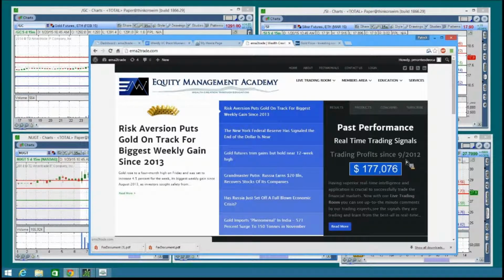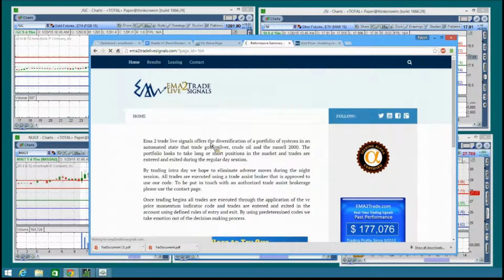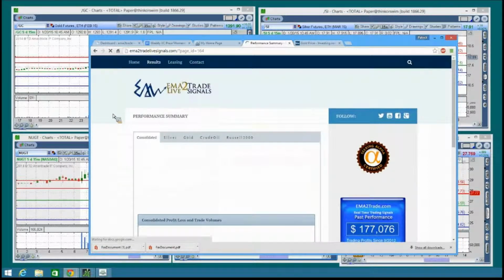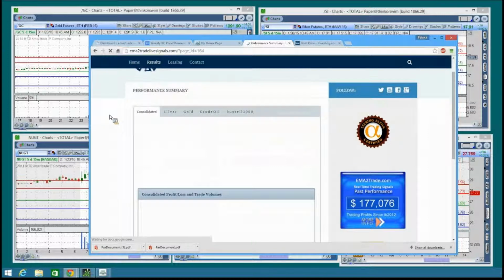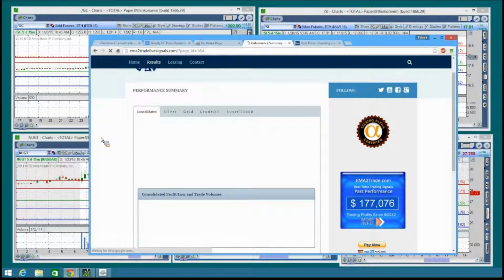On past performance, I'm very pleased to announce that we ended the year 2014, and since the inception of this live day trading room, which we use to trade these programs and execute these algorithms in September of 2012, we are up 177,076. If you click on Read More, this will take you to the actual website that we use to post the track records. If you click on results here, this will take you to the performance summary, the table that we use to post the trades that we do here in the room, which are backed by the statements of thinkorswim.